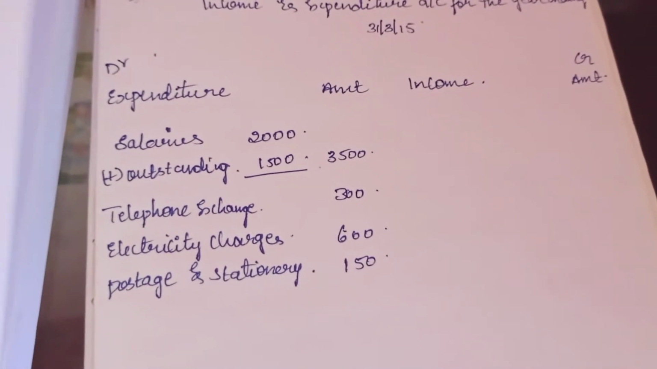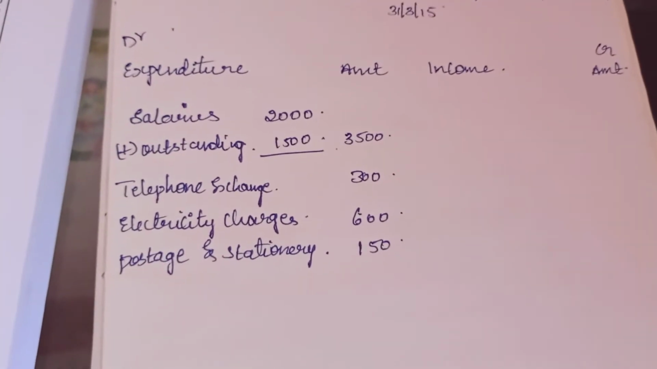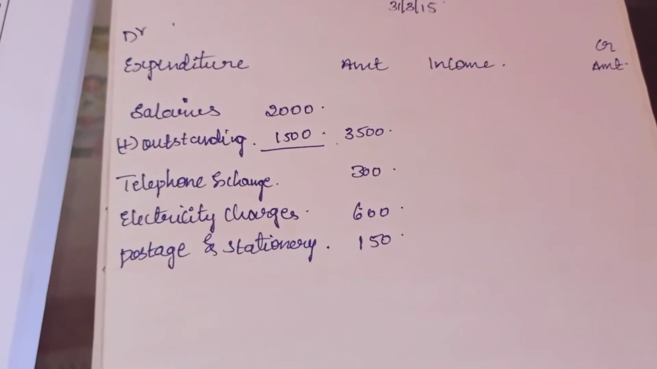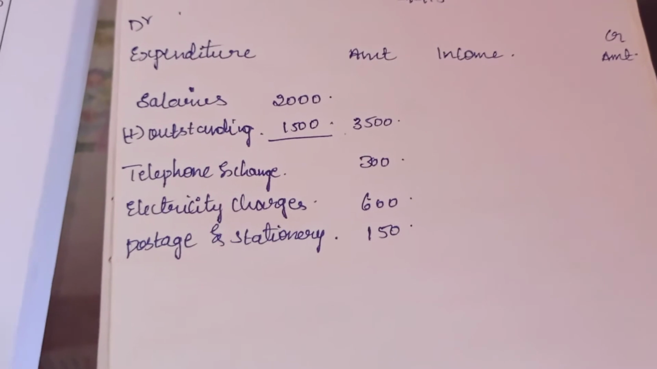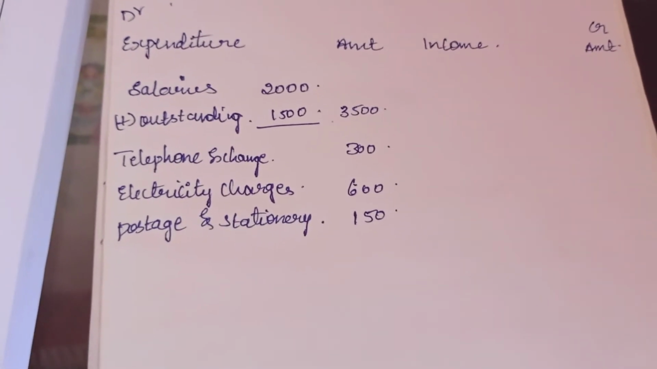The next item is purchase of books. We need not take the purchase of books. It is an asset for the club. We are not reselling it or giving it to anybody. These books will be for reference. So we need not take the purchase of books.